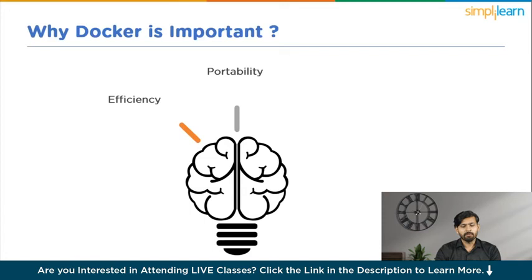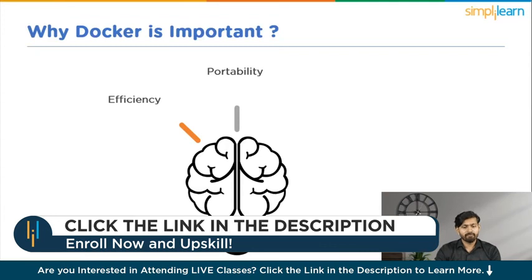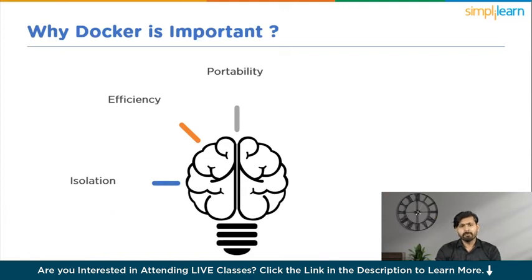The next one that comes to my mind is efficiency. Docker containers share the host system kernel, leading to faster startup times and reduced overhead compared to traditional virtual machines. This efficiency also enables higher resource utilization and improved application performance. The next is isolation. Docker also provides process-level isolation, which allows applications to run independently within their containers without interference from other containers or the host system. This isolation enhances security and stability by minimizing the impact of software conflicts and vulnerabilities.